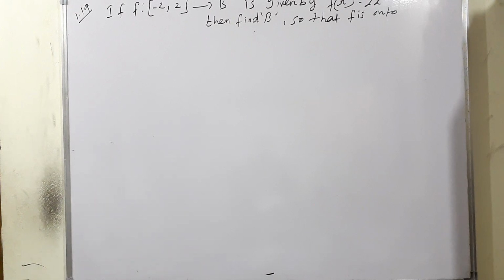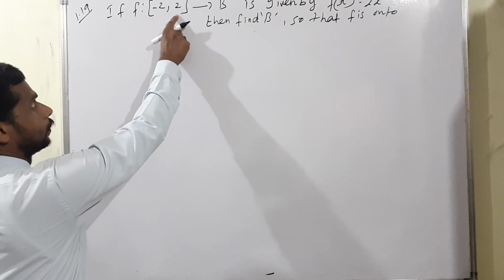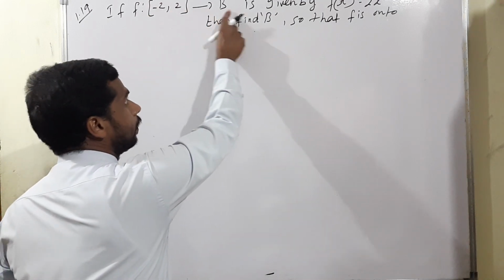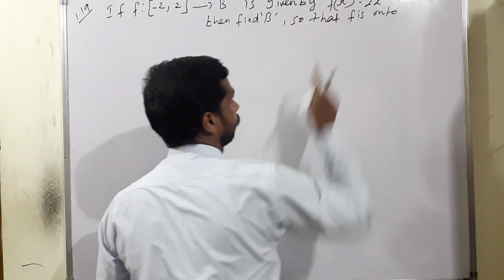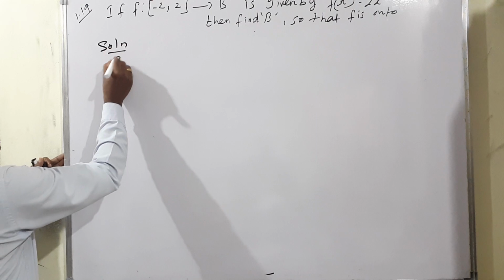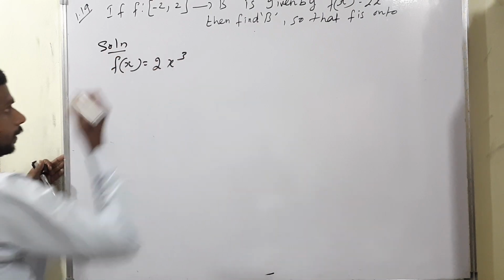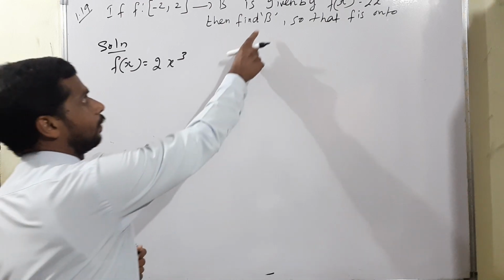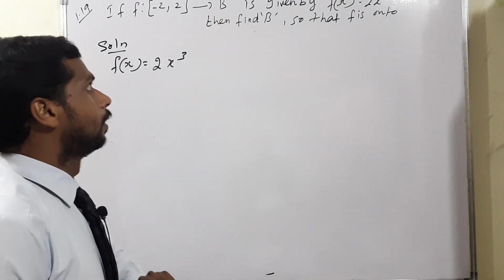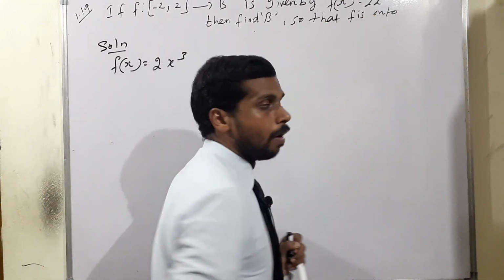Given the condition, f from the closed interval [-2, 2] to B is given by the condition f(x) = 2x cube. Solution: f(x) = 2x cube. Then find the value of B. First we have to find out the value of B, then you have to show after finding it that f is onto.